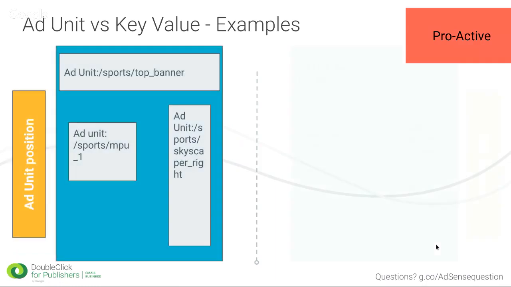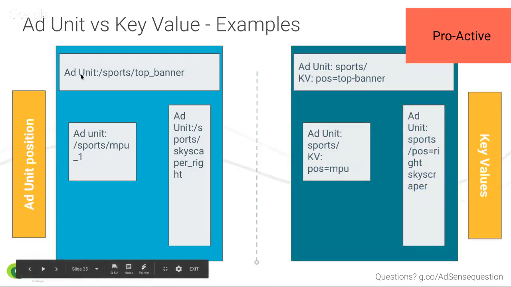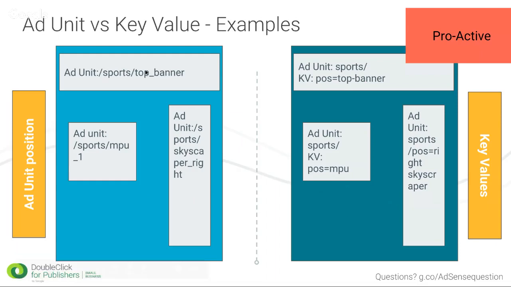So let's have a look at how it looks in the example. In our previous example on the left-hand side here, we can see an ad unit called Sport, and our second level is called Top Banner. However, if you were to use key values, you could still use this same ad unit called Sport, and this time you could just input a position equals Top Banner. So this is something really easy that we can show you how to input now.